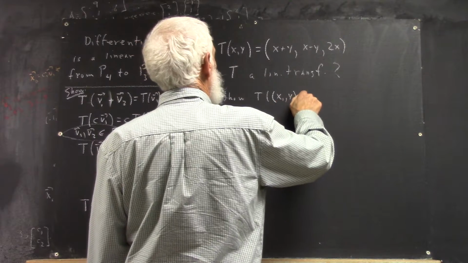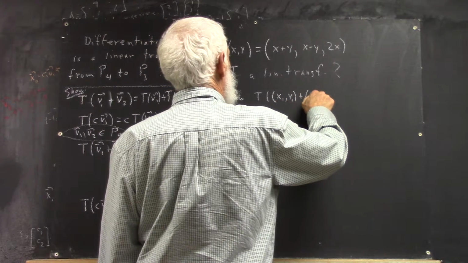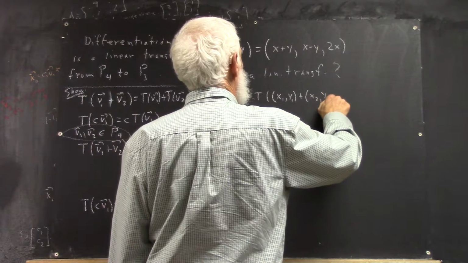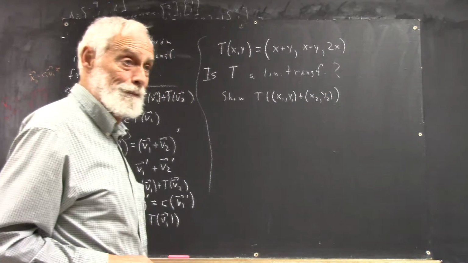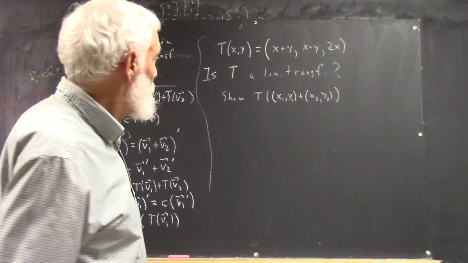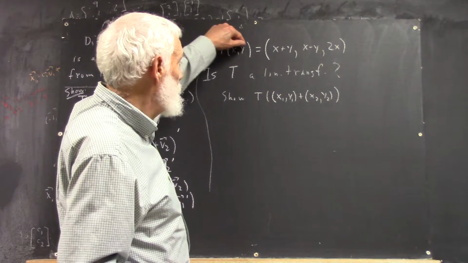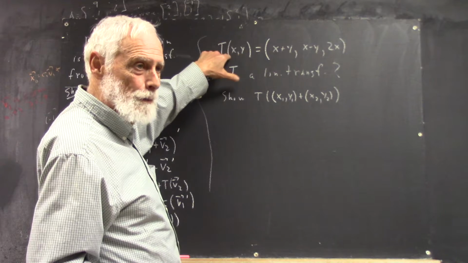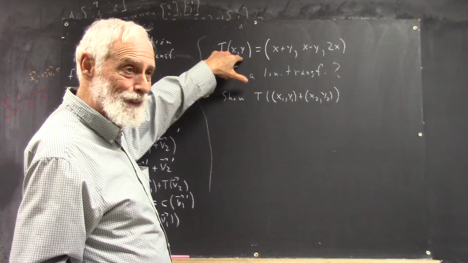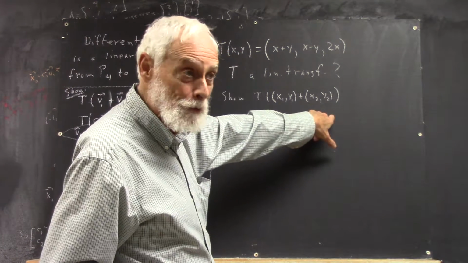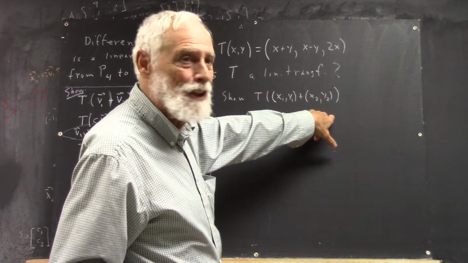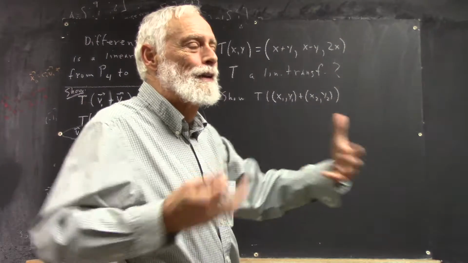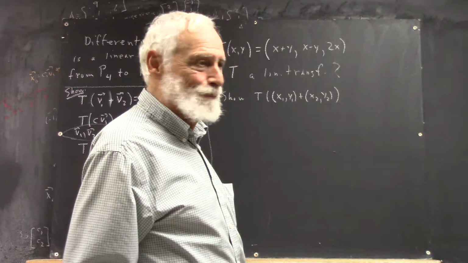I need to say T of one vector plus another vector, right? But T applies to just an ordered pair. Well, it doesn't even apply to an ordered pair. It applies to two numbers, x and y. And now we're applying it to ordered pairs. It's not consistent. There's a type error in this.